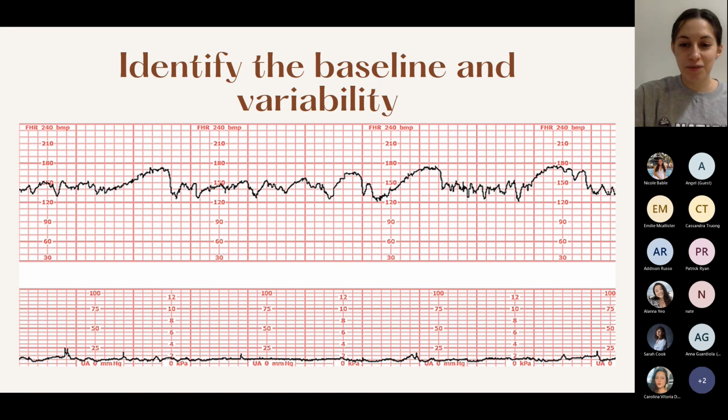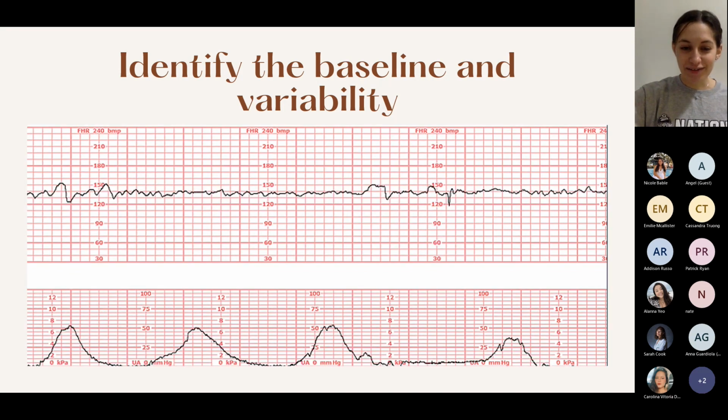Yeah, so it is a normal baseline. I would say around 150, 145 for sure. And then moderate variability. So absolutely right, this is a happy baby. This is something that we want to see. So if you see this, very good.